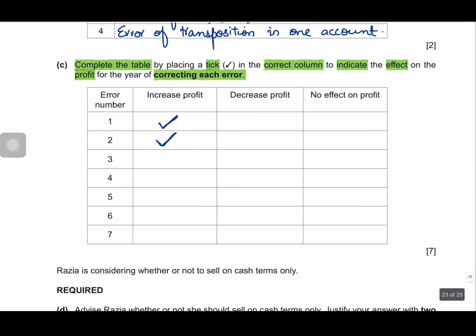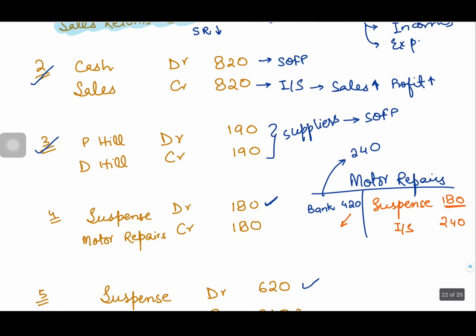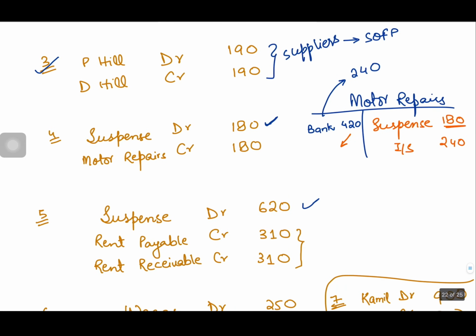So you will place a tick on the third column, right? Now let's move to error number 4. In error number 4, suspense is being debited. The suspense account doesn't appear in your income statement, so you will not see whether suspense is being debited or not. You will find the account that becomes part of your income statement, right?